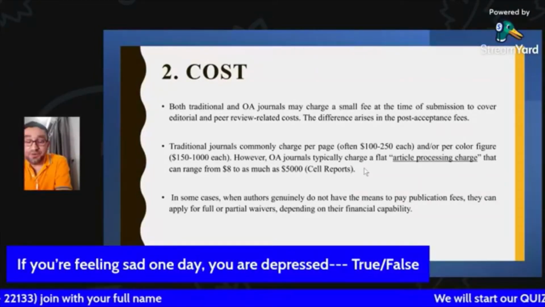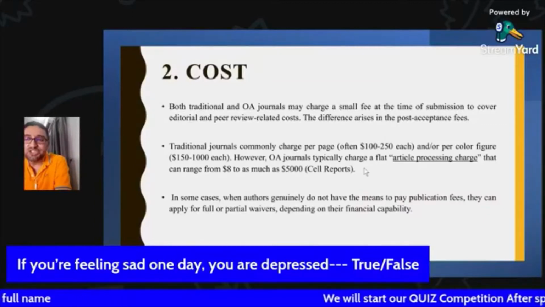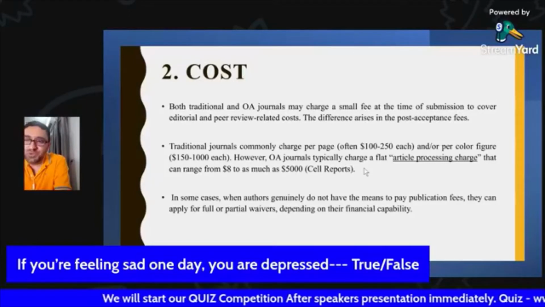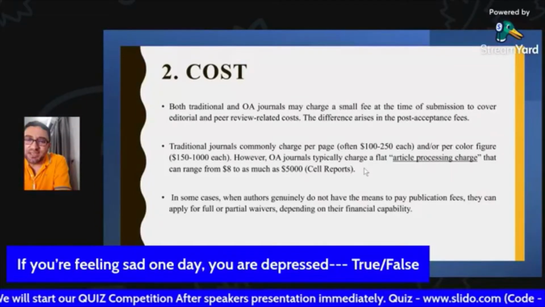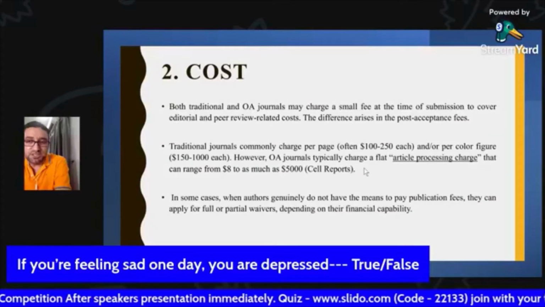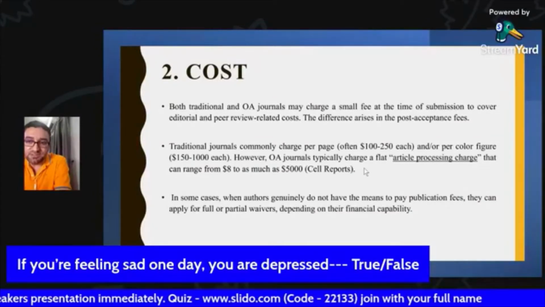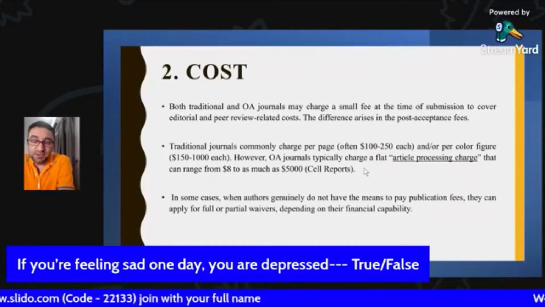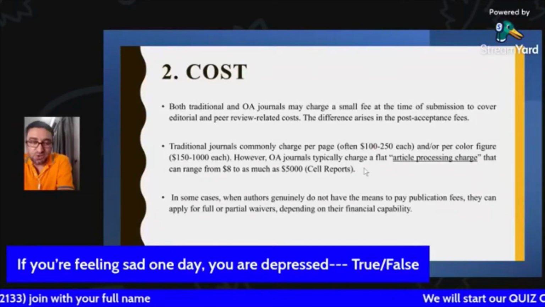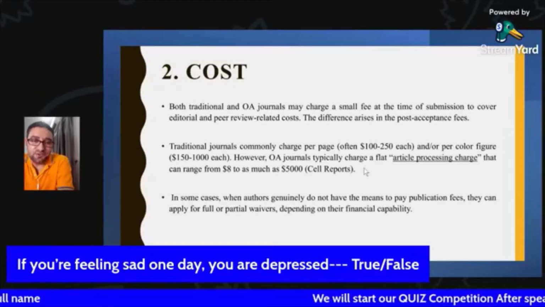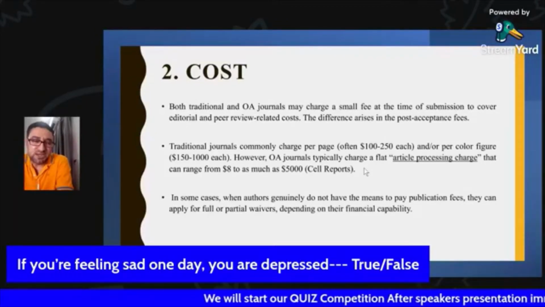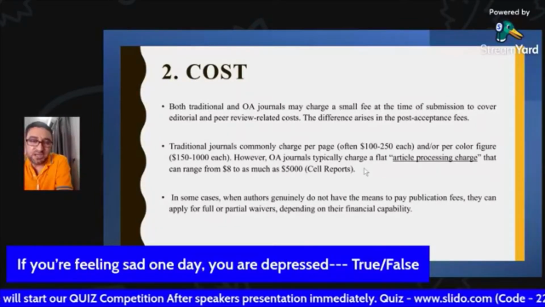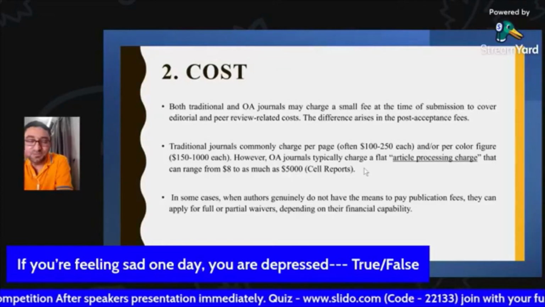However, for open access journals, typically the charge is a flat rate, which we can call an article processing charge, that can range from $8 to as much as $5,000. But normally $5,000, it's very, very rare to get a journal asking for such a price. Normally it starts from $8 to 100 or to 200, maximum can reach 200.